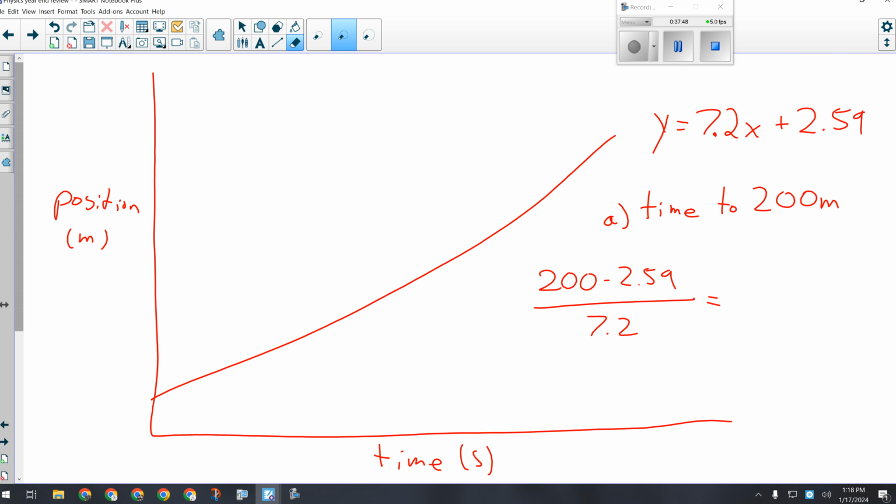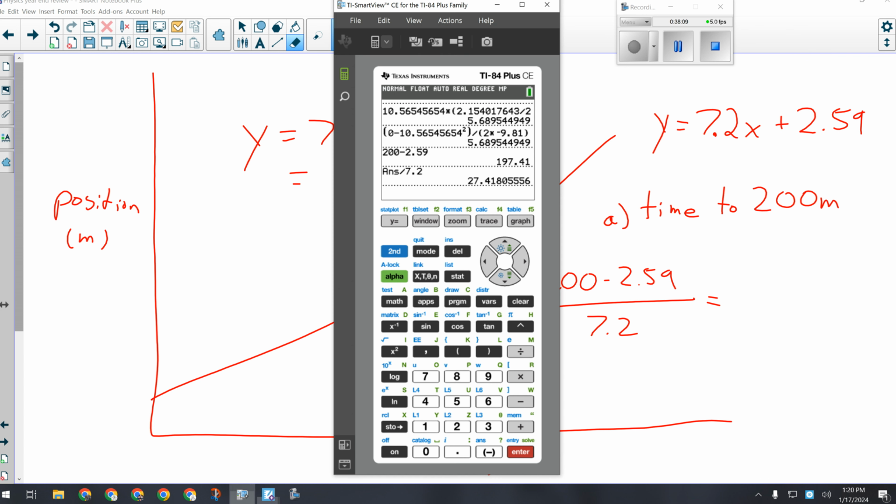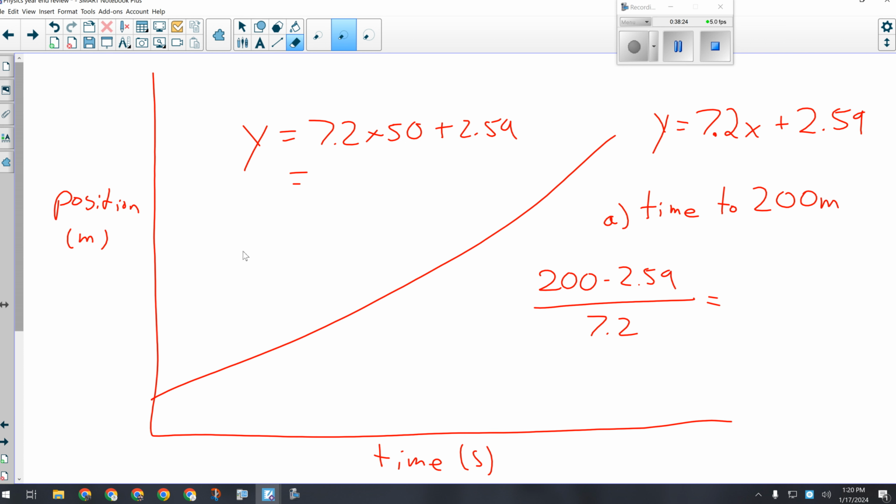Okay, position of the object after 50 seconds. Okay, so in that one we're solving for y, because y is position. So all we have to do is plug in numbers. 7.2 times 50 seconds plus 2.59 meters, which would be the initial position of the object. Okay, so 7.2 times 50 plus 2.59. 362.59 meters. We only had 2 significant digits there, I think, so 3.6 times 10 to the 2 meters.